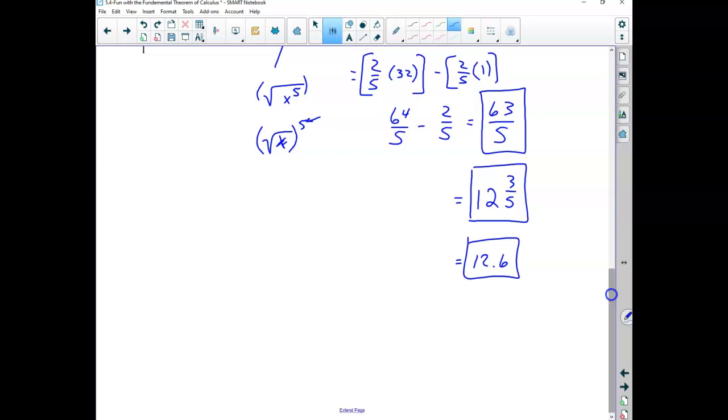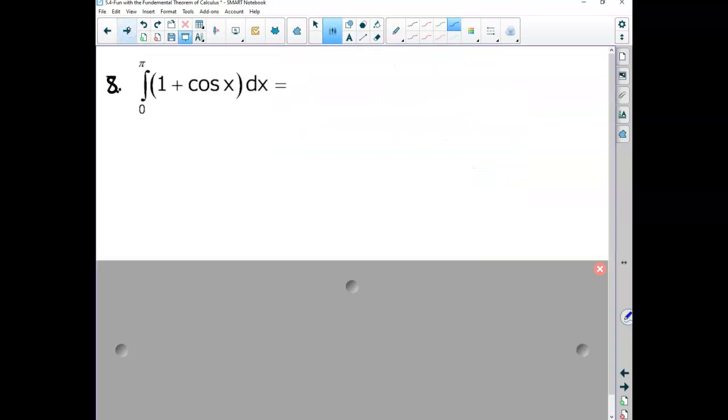Okay, I'm going to do 2 more yet. I'm going to do this one, and I'm going to evaluate from 0 to pi. What's the antiderivative of 1? Well, that would be x. What's the antiderivative of cosine x? Derivative of sine is cosine, so that must be plus a sine x. And that's my big F of x. I'm going to evaluate that from 0 to pi.